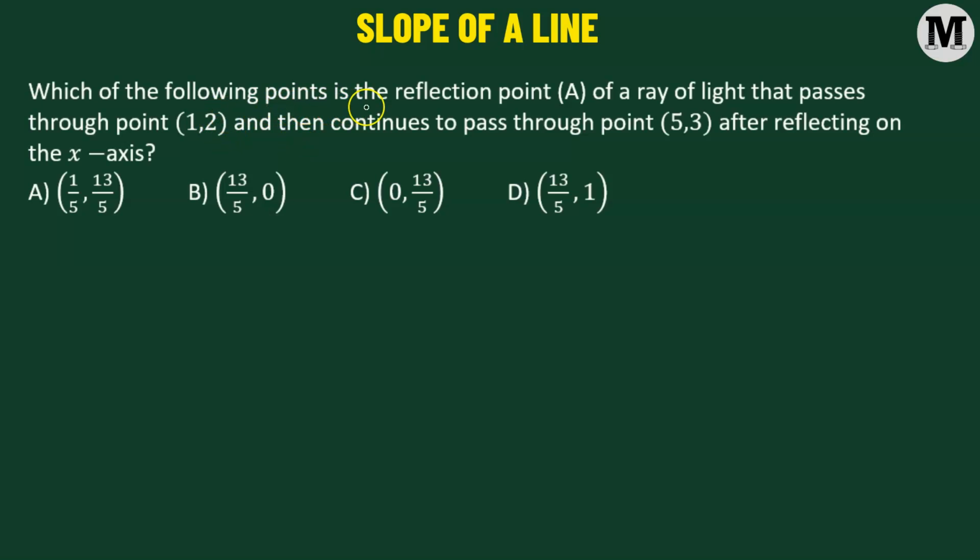Which of the following points is the reflection point A of a ray of light that passes through the point 1, 2 and then continues to pass through point 5, 3 after reflecting on the x-axis? Let's try to understand the problem graphically first.